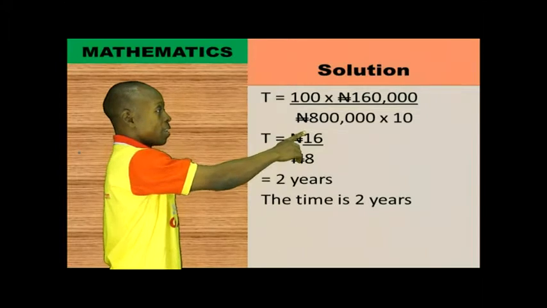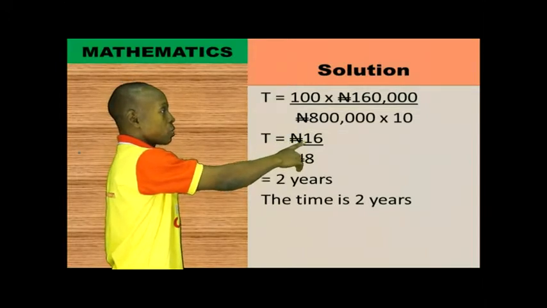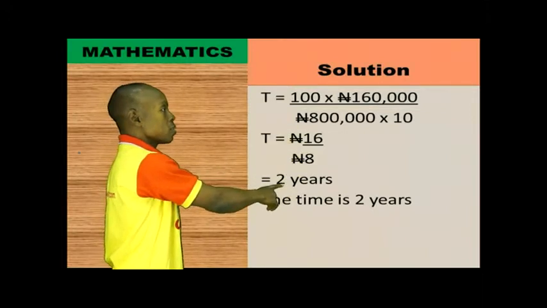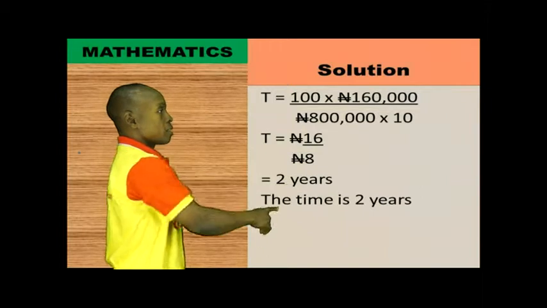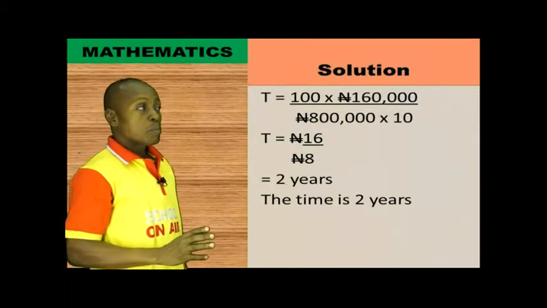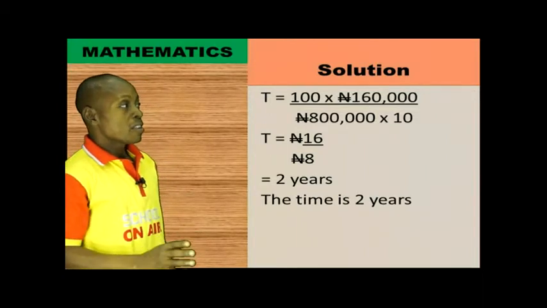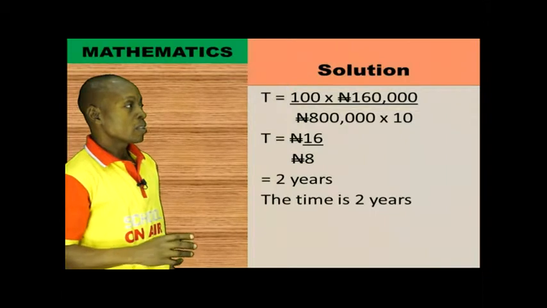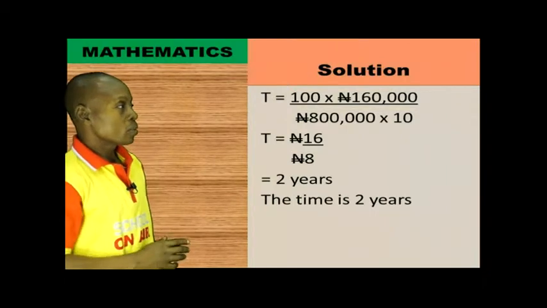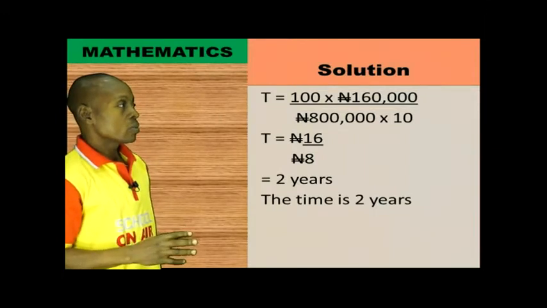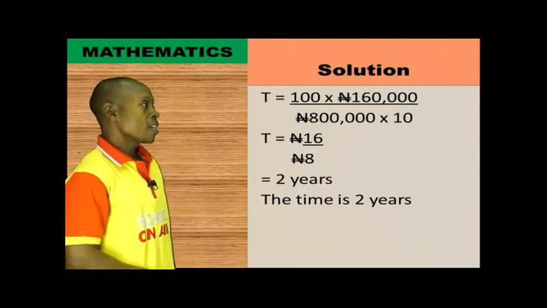So if you divide and simplify that, you have time is equal to 16 naira over 8 naira. So naira will cancel naira, so you have 16 over 8, which gives you 2 years. That means within 2 years, 160,000 will amount to 800,000 at the rate given in the question. So the time is 2 years to get that amount. So let's go to the next example.